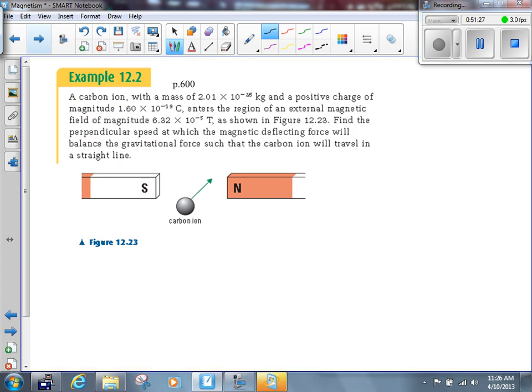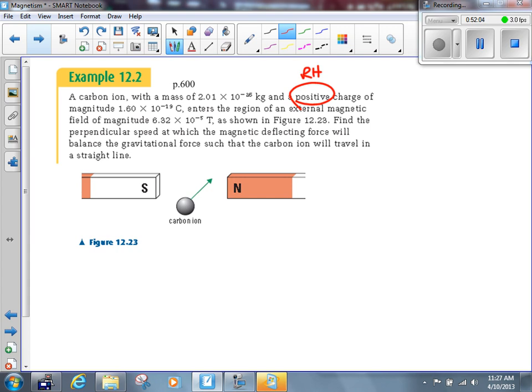Okay, one more example, and then we're going to wrap it up for the day, okay? 12.2 on page 600. Similar diagram, except this time we have a carbon ion. Carbon ion has a mass of 2.01 times 10 to the negative 20. Is that a 6? 10 to the minus 26 kilograms, I think. And a positive charge of 1.6 times 10 to the minus 19 coulombs. A positive charge. Now I'm going to circle that in red because I don't want to forget that I'm going to use my right hand when I do a hand roll.